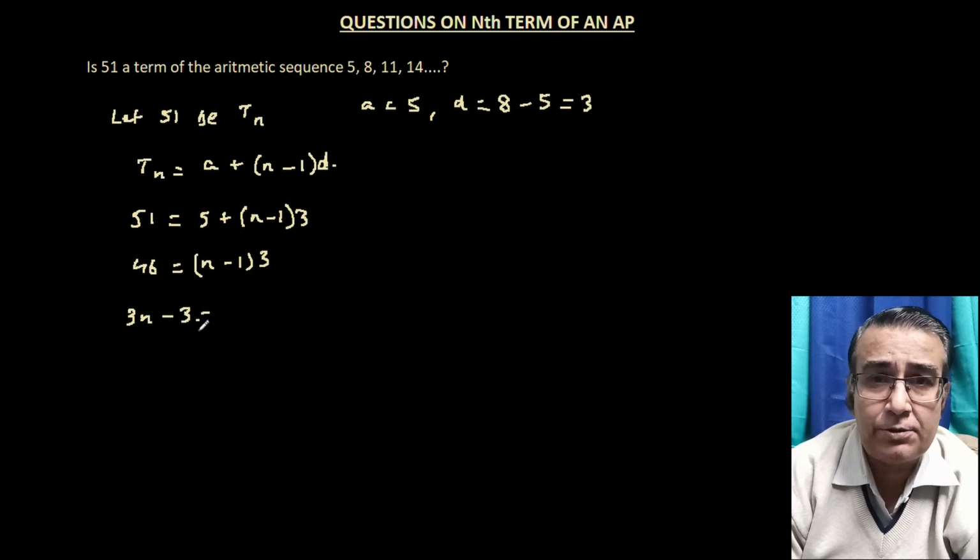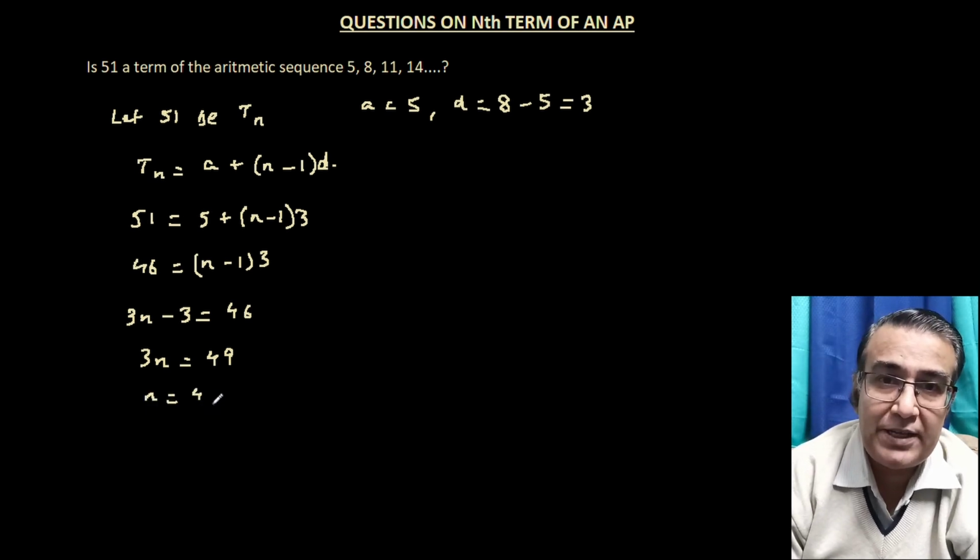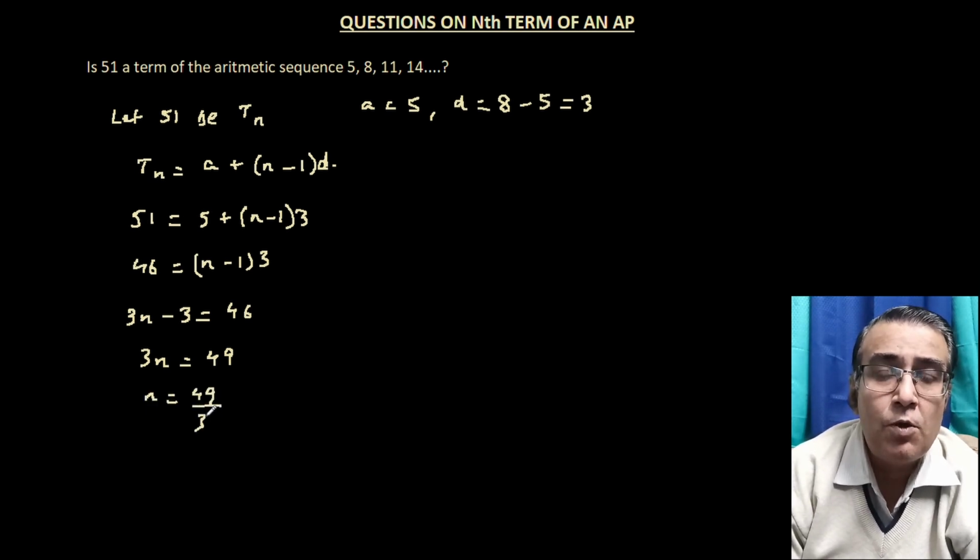We get 3 times n is equal to 3n, minus 3 times 1 gives us 3. So 3n minus 3 is equal to 46. Let's take 3 to the other side. So that leaves us with 3n on the left hand side, and the right hand side becomes 46 plus 3, which is equal to 49. To find out the value of n, we'll then divide by 3. So we get n is equal to 49 over 3, which gives us 16 1/3.